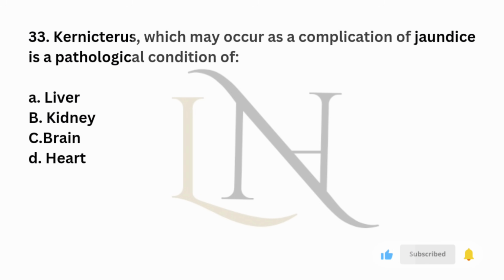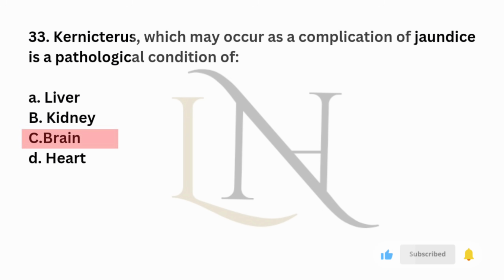Kernicterus, which may occur as a complication of jaundice, is a pathological condition of option A, liver. Option B, kidney. Option C, brain. Option D, heart. Correct answer: Option C, brain.